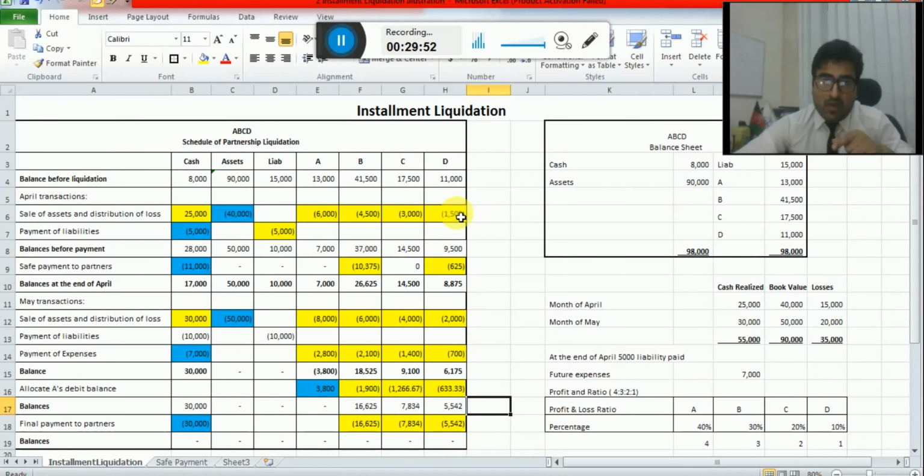So the first journal is what to debit, that's clear. In the yellow, that is debited, and you have to explain it also. And this is credited. So this is your homework.